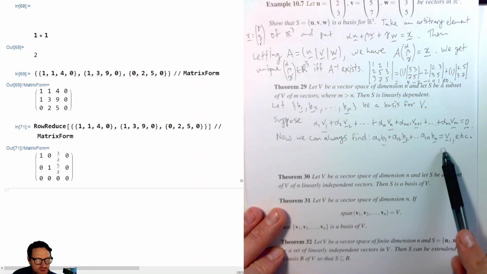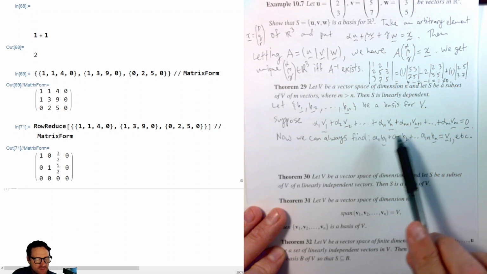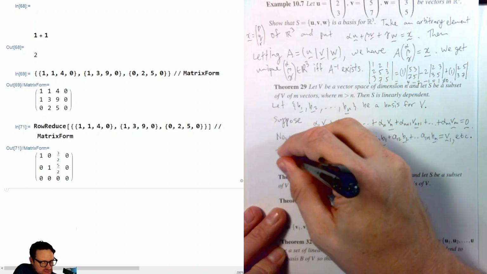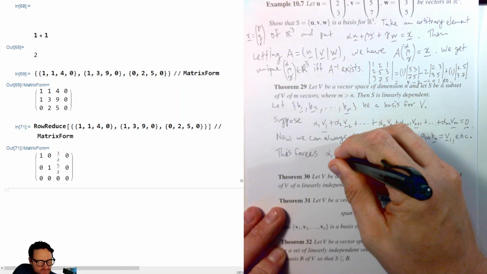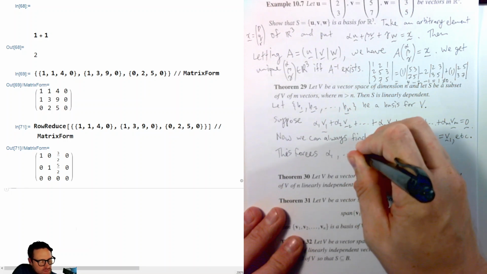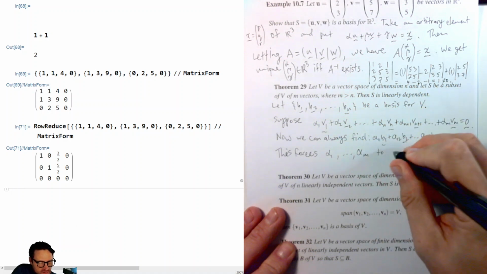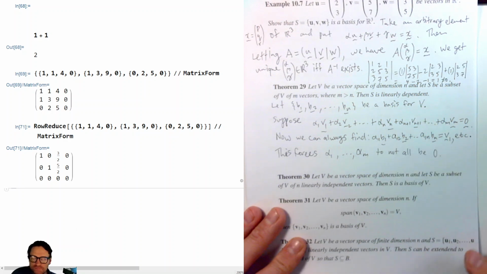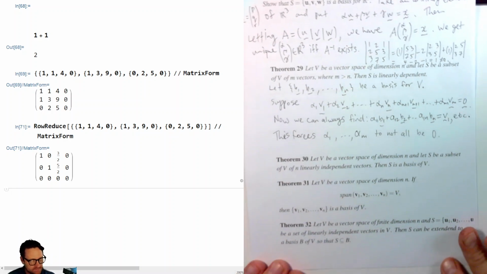And so that is what forces all of the alpha to not necessarily be equal to 0. So this forces alpha 1 to alpha m to not all be 0. Okay, so this again is just an abbreviation of a full argument.